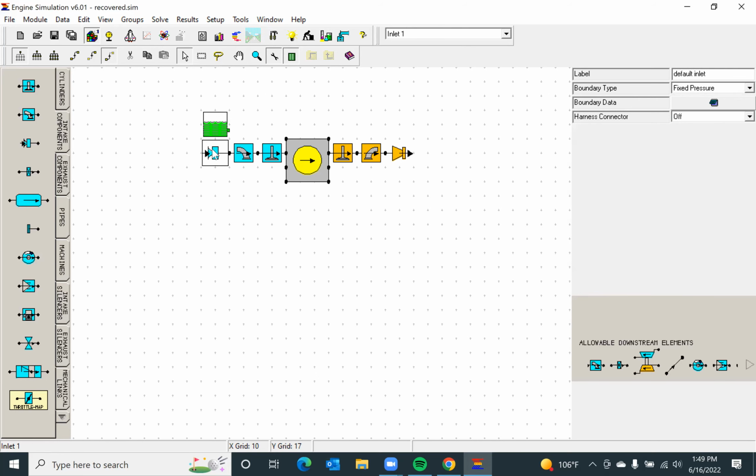And then this is the boundary. This boundary talks about what type of intake it is. As you can see, this is the intake at the fixed pressure from the atmosphere. But if you add a turbo, for example, look here.